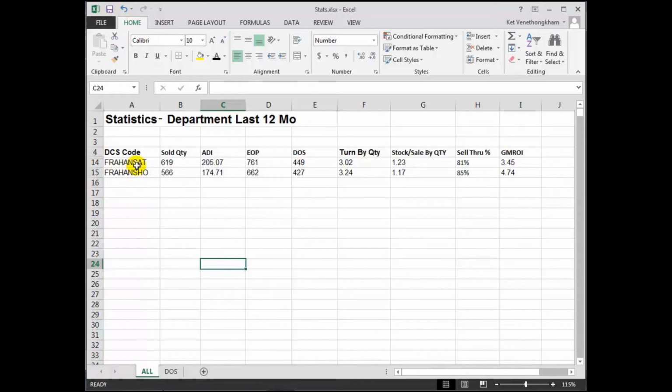When you look at these two departments, their sales are pretty close. Their average inventory is a little bit different, and their ending inventory is different, much higher here than here in both of these cases. But if you look at it, their turns are really close, their stock to sales are really close, their sell-throughs are really close. But their GMROIs are different. This GMROI is $3.45. This one's $4.74.